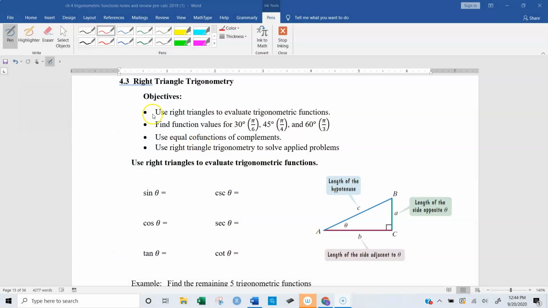Right triangles to evaluate trig functions. We're going to work on the values of the 30, 60, 45, and 60. These you already know. We're going to use co-functions or complements and right triangle trig to solve applied problems. So we're going to have a few story problems in here.